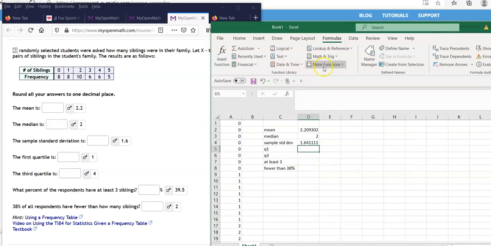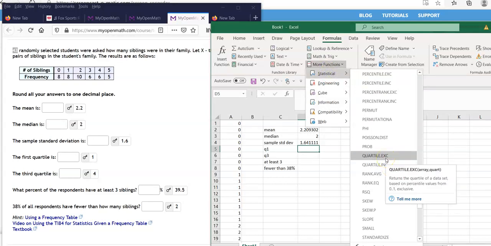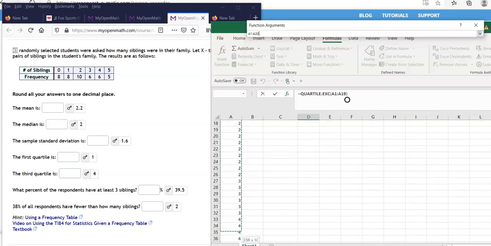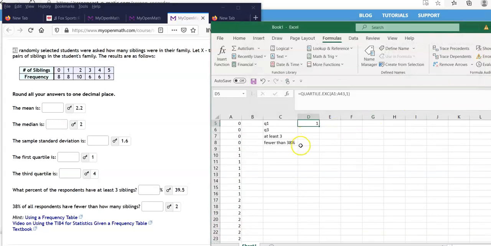First quartile, do more function, statistical, do quartile, use .exe, don't use .inc, use .exe, quartile.exe. You hit that, and then this one you have to go back and you have to also have the one for first quartile, okay? Okay, first quartile Q1 is 1.